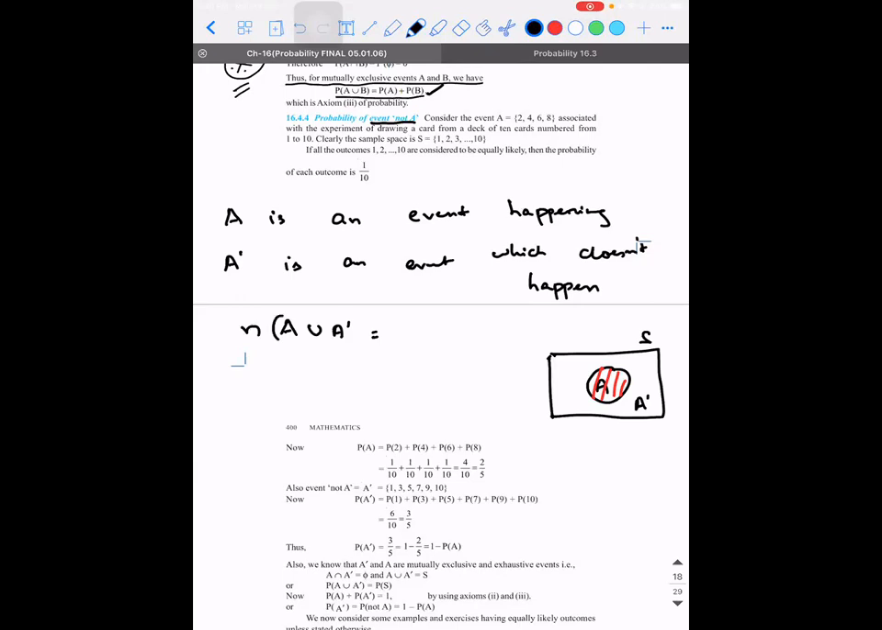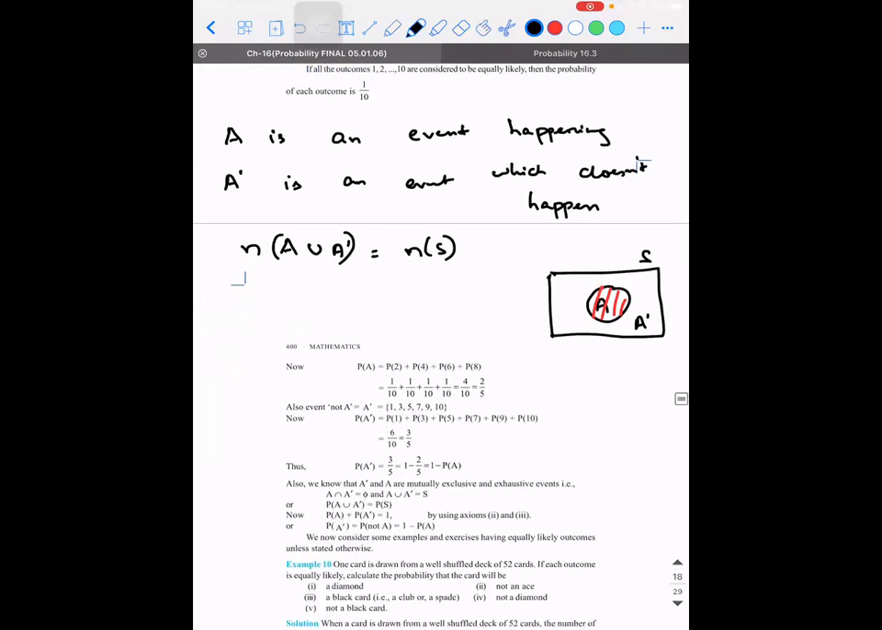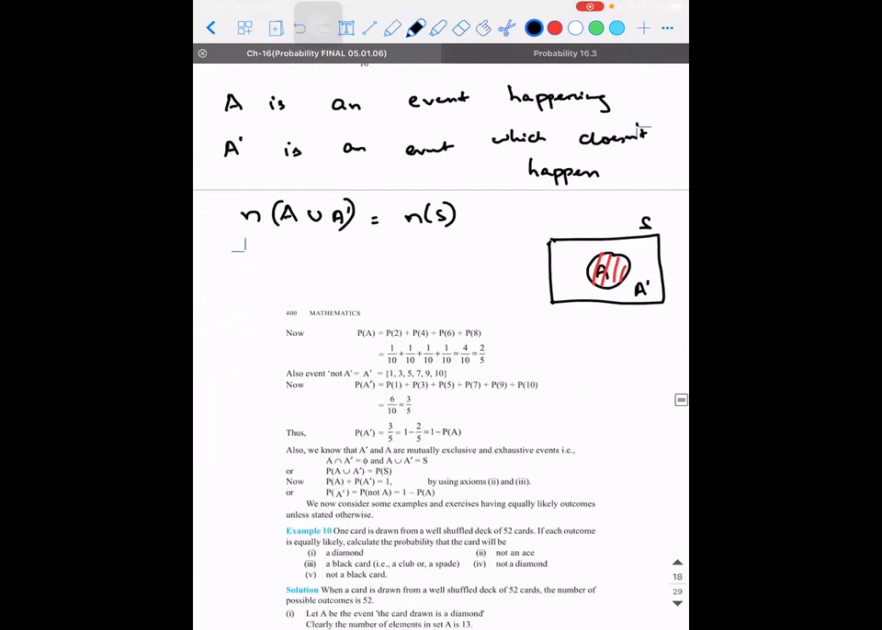So can I put it like this? The number of elements of A union A dash is equal to the number of elements in the sample space. I hope it is clear, right? If I take the elements from A and the elements from A dash and write them as a complete set, I'm going to get the set equal to the sample space, because A and A dash are exhaustive events. So the number of elements in A union A dash is equal to N of S.